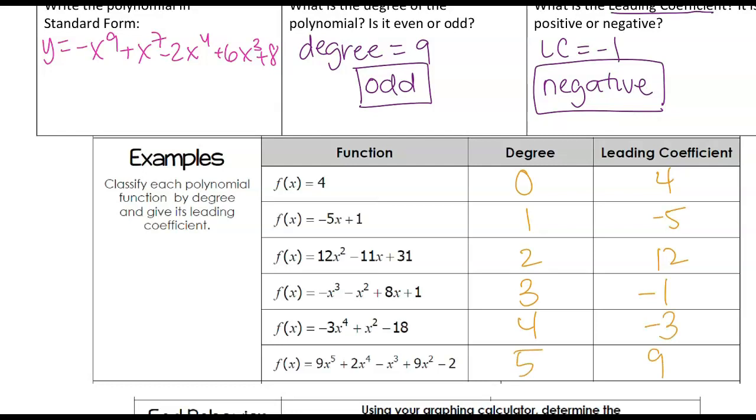Is that a 9 or a negative? Yeah, 9. Okay, sounds good. So those are all of my degrees, all of my leading coefficients.